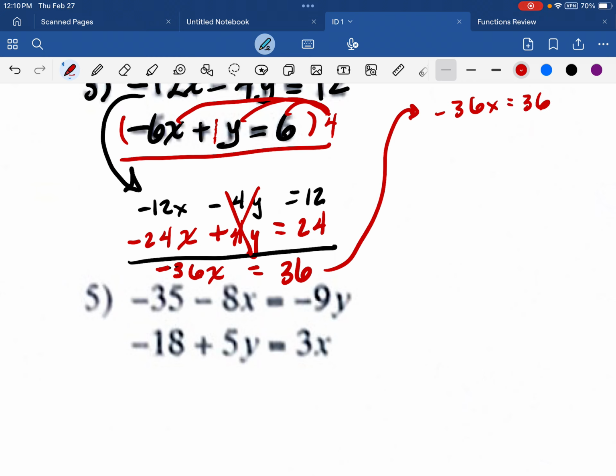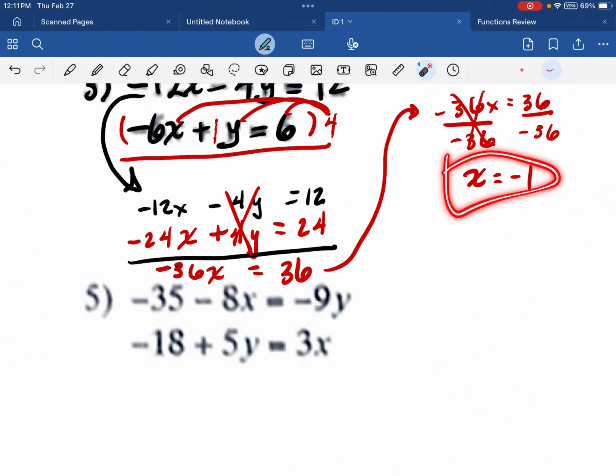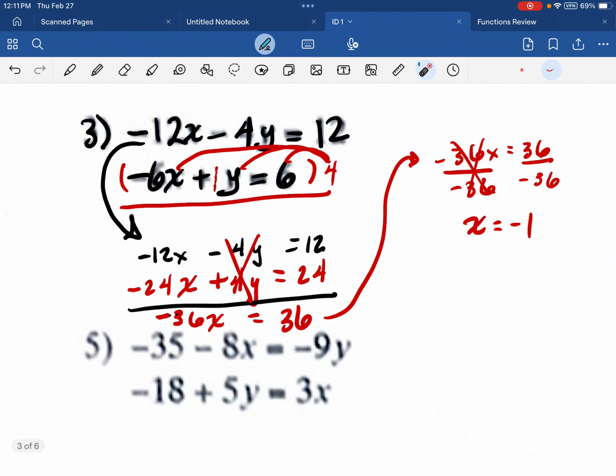To get rid of a negative 36 times x, I would undo that. Like, what's the opposite of timesing by x? Dividing. So let's divide each side by negative 36. Okay, so x is going to equal negative 1. Well, great. Now that I know what x is, I can plug it in anywhere I see an x, and it will tell me what y is.